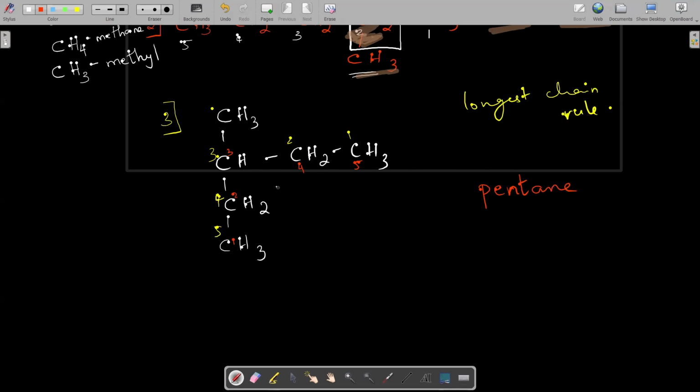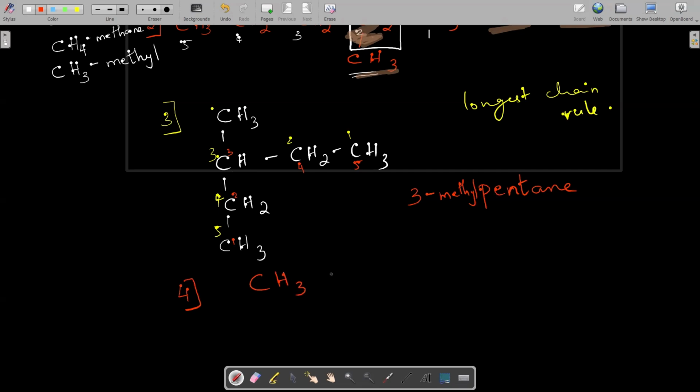Now, where is the substituent added? Now, this substituent, what is the name? We already saw this. This is a methyl group. So to which carbon is it attached? It is attached to the third carbon. In either way, it is the third carbon. So this is 3-methyl pentane. So the position of methyl remains the same. So this is how it is. So there is another example. Let's take another example.